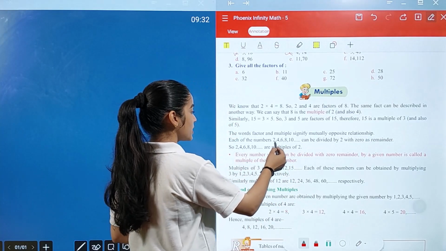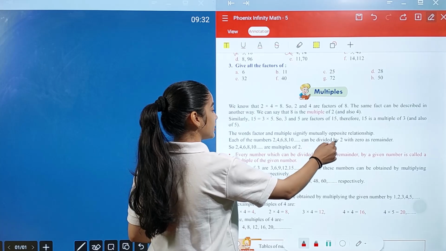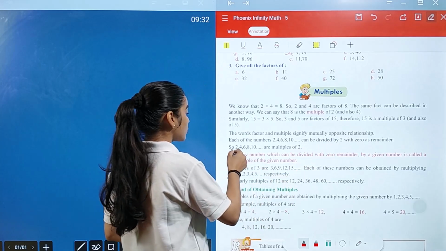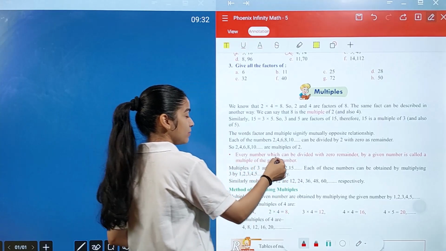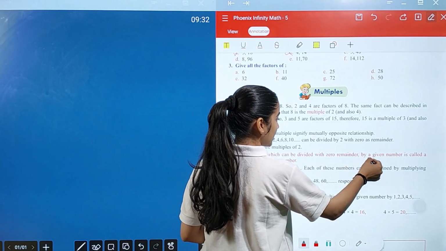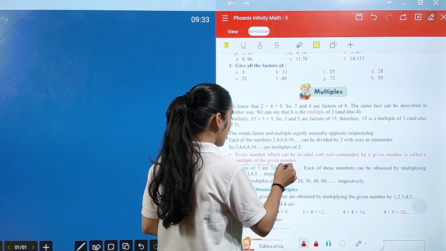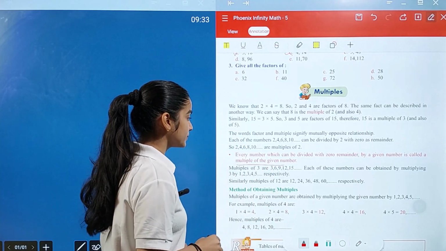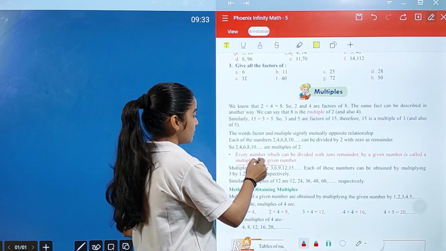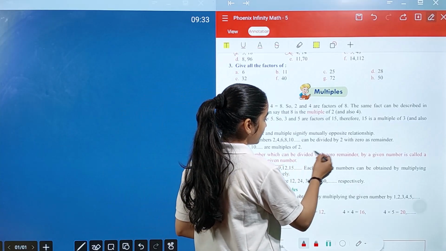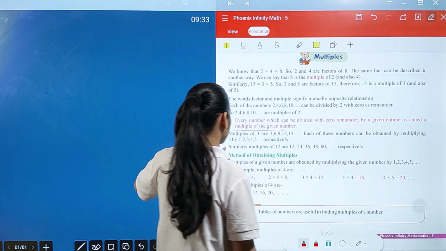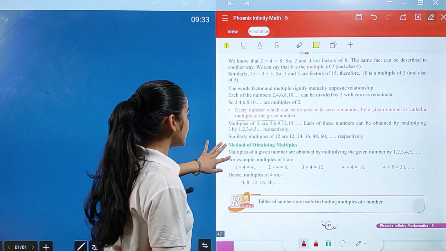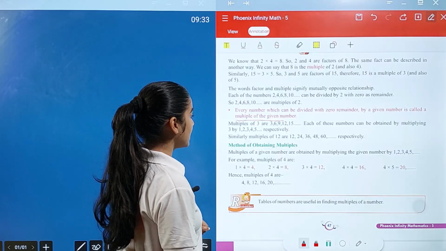Each of the numbers 2, 4, 6, 8, 10 can be divided by 2 with 0 as remainder. So 2, 4, 6, 8, 10 are multiples of 2. So every number which can be divided with 0 remainder by a given number is called a multiple of the given number. So multiples of 3 are 3, 6, 9, 12, 15.